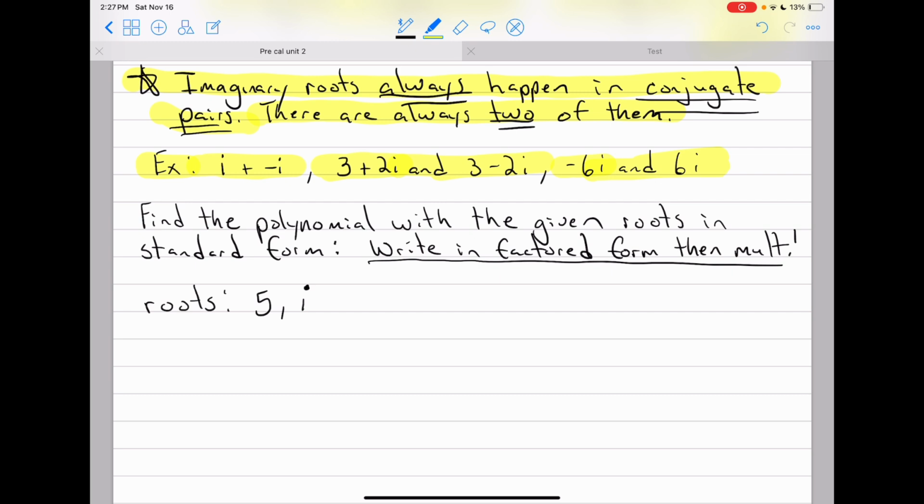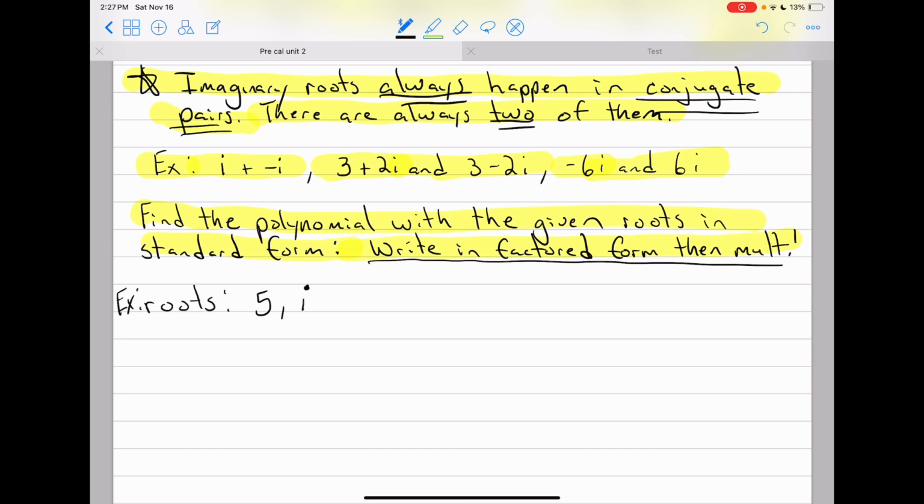So, here's the thing that you're going to have to do in class. Find the polynomial with the given roots in standard form. I'm going to give you some roots, and you're going to have to write it in standard form. What I would do if I was you is I would write it in factored form first and then multiply it out. So we'll do this one example together.